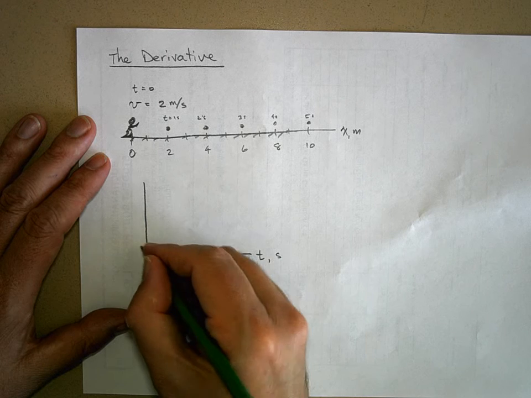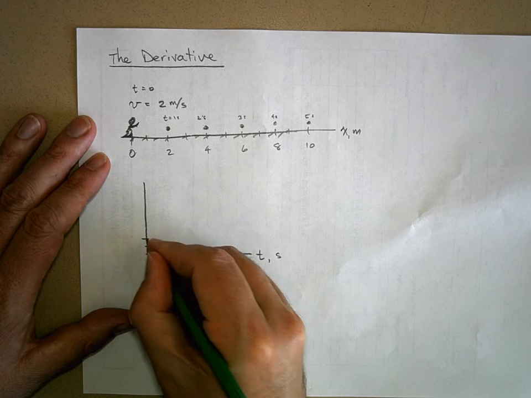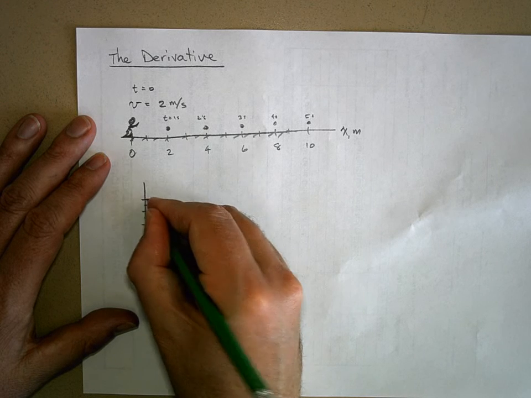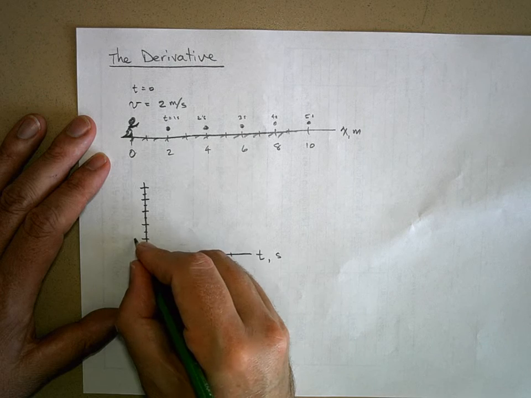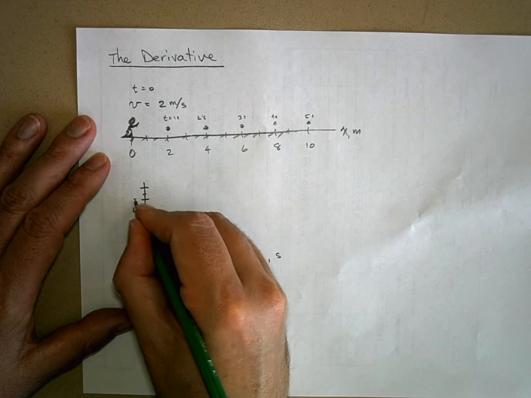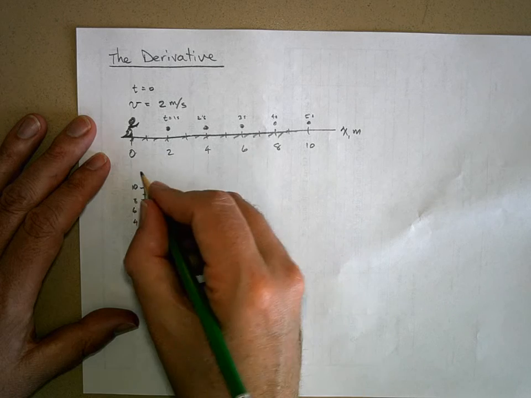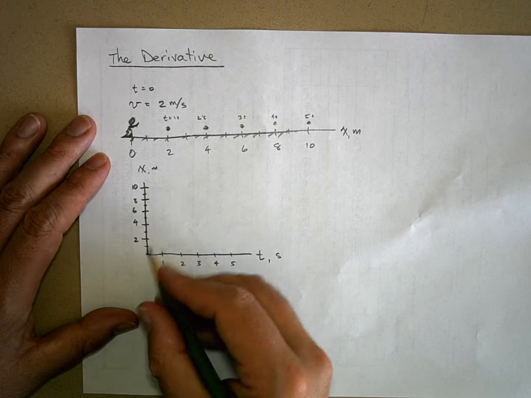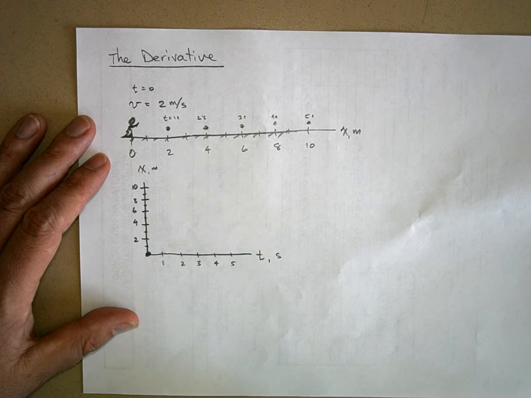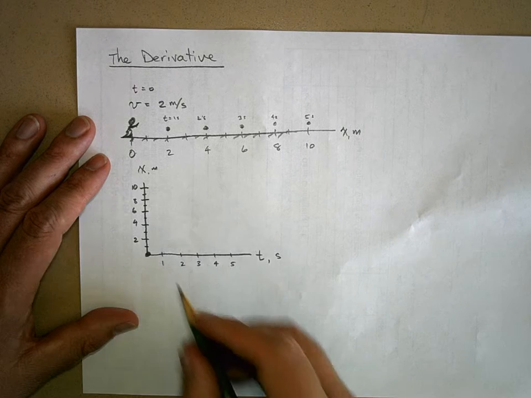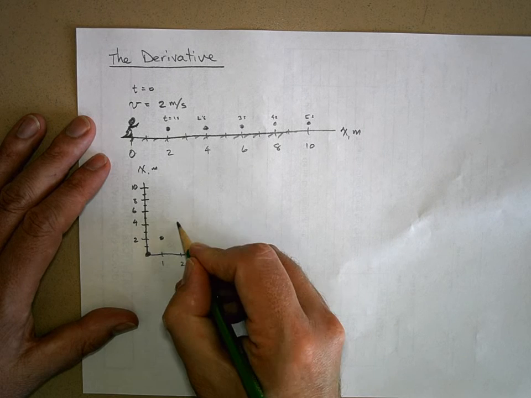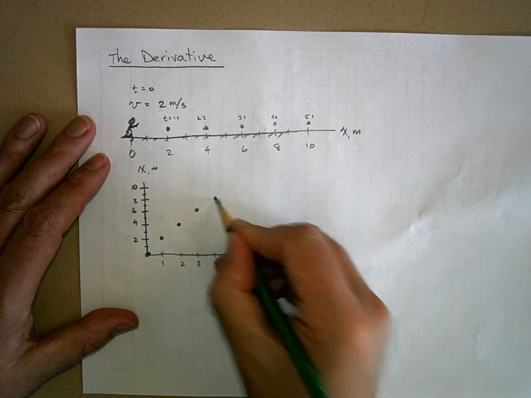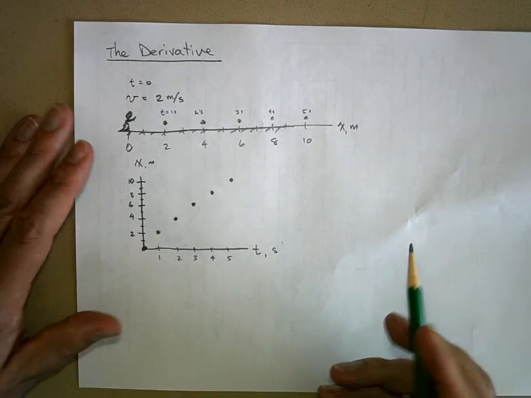0, 1, 2, 3, 4, 5, 6, 7, 8, 9, 10. And I'm going to call position x in meters. And so if I plot this, I didn't make those increments very well, but just to make things simple, we start at the origin. And then at 1 second, we're at 2, 4, 6, 8, and 10. So this is a very simple situation.